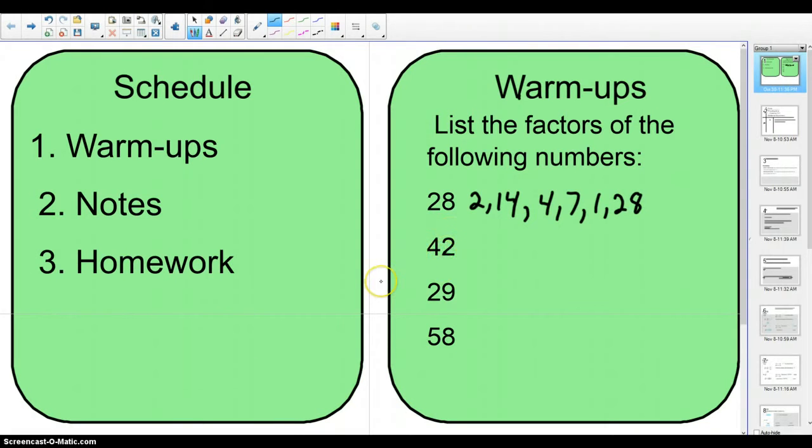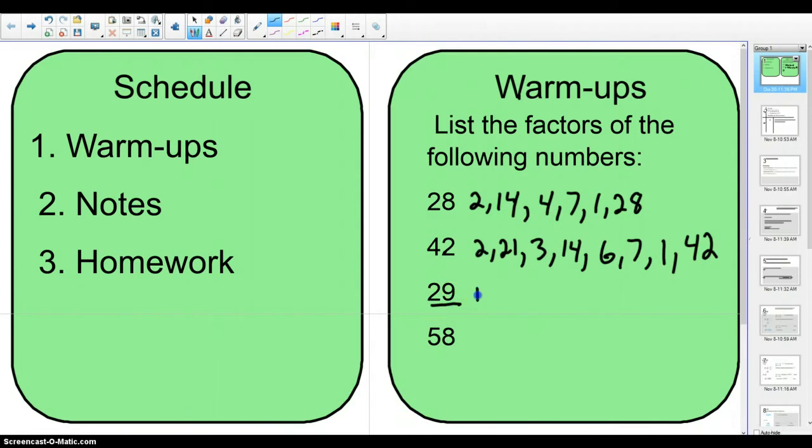42, we take the same process over again. We're going to have 2 and 21. When we divide 42 by 3, we get 14. So we're going to have 3 and 14. And then we don't get anything at 5, but again we get 6 and 7. And those are going to be the last of our factors other than 1 and our starting number 42.